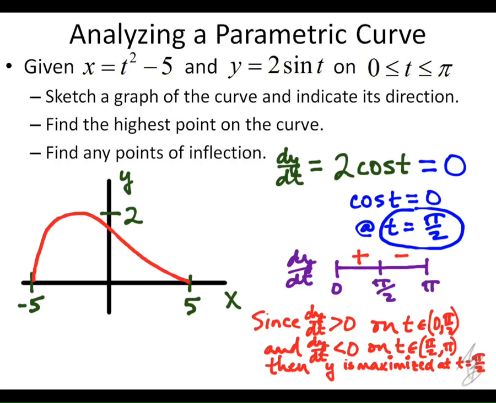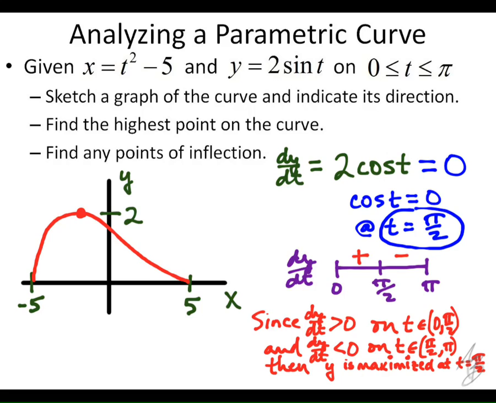The highest point on the curve is actually going to be an ordered pair, right? So we want to find the coordinates of that point. Is pi over 2 going to be my x-coordinate or my y-coordinate? Trick question. It's neither. This just tells us when it happens. It doesn't tell us where it happens. How do I figure out where it happens? Plug it into this equation here and plug it into this equation here.